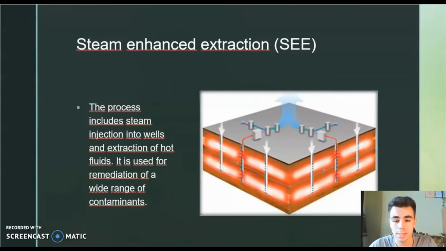The next method is steam-enhanced extraction, and again, the core of this one is seen in its name. During the process, steam injection into wells and extraction of hot fluids occurs. It is used for remediation of a wide range of contaminants, as we can see here.